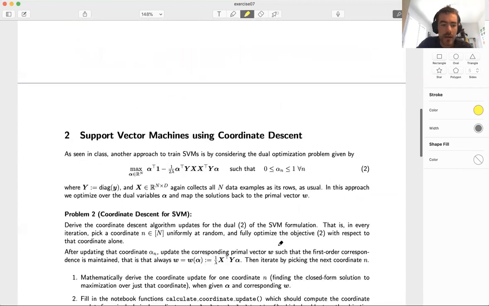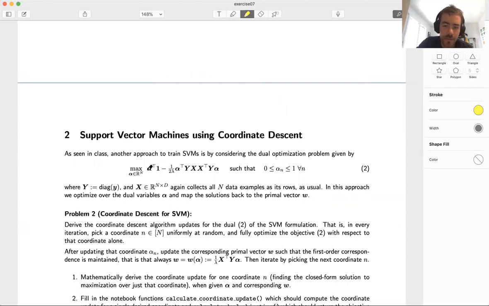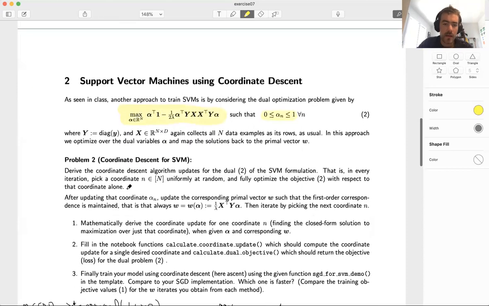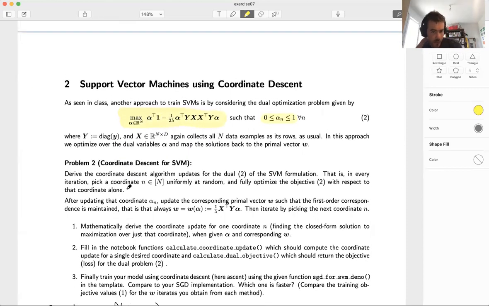Okay, but you've seen in class that doing SGD on the primal problem isn't always the best way of doing it. And you've seen that another approach is to consider the dual problem, which is given in equation 2. And this is a maximization problem over alpha. It's a quadratic function over alpha, which is concave, and so which is nice to maximize. It's constrained because you need the coordinates of alpha to be in the box 0, 1. And a way of solving this problem is to use coordinate descent, or coordinate ascent in our case.